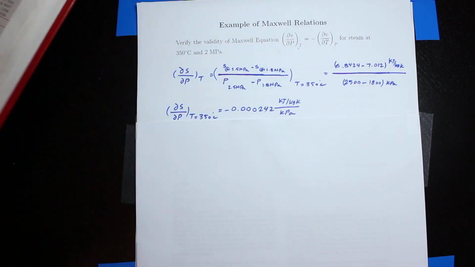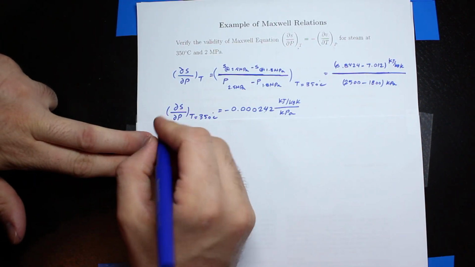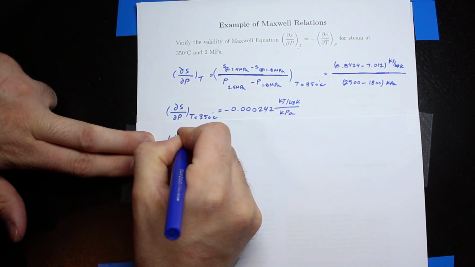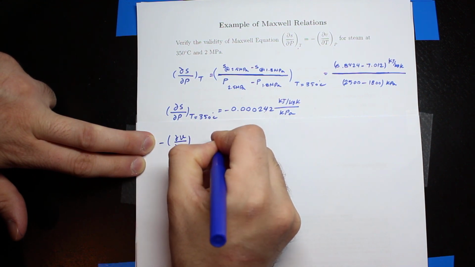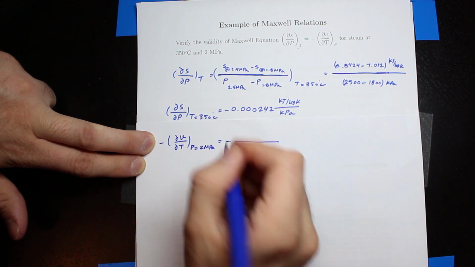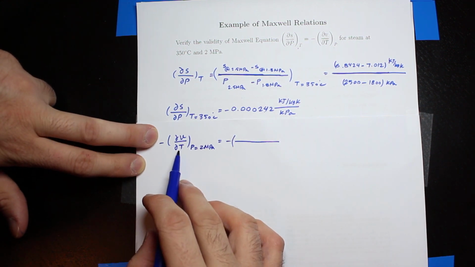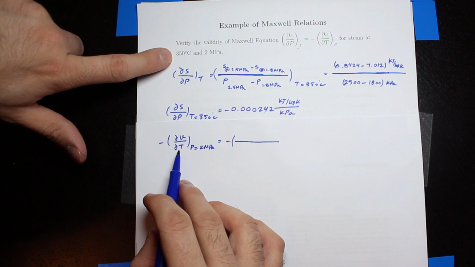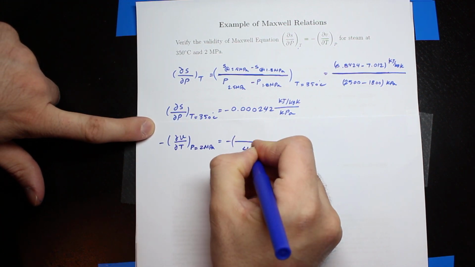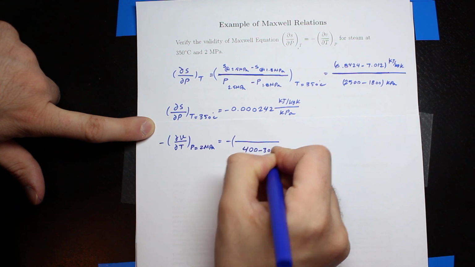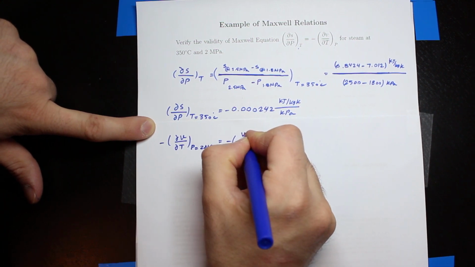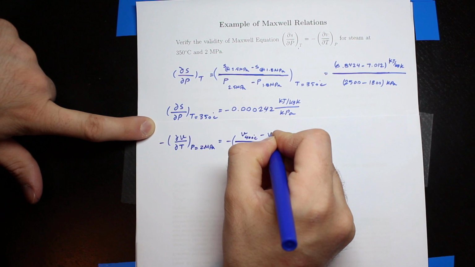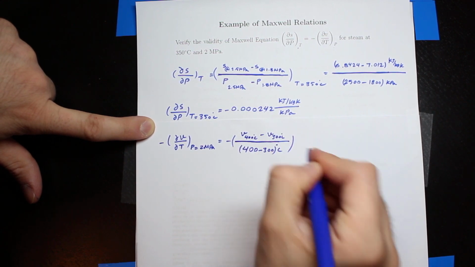So the right hand side will be negative partial V partial T when the pressure is kept constant at 2 megapascal is going to be equal to negative. The two temperatures that we have in the table are 300 and 400. I mean, the two temperatures adjacent to 350 degrees C. So let's say the high temperature minus the low temperature degrees C. So this is my delta T. And this V here is the specific volume at 400 degrees C minus the specific volume at 300 degrees C.